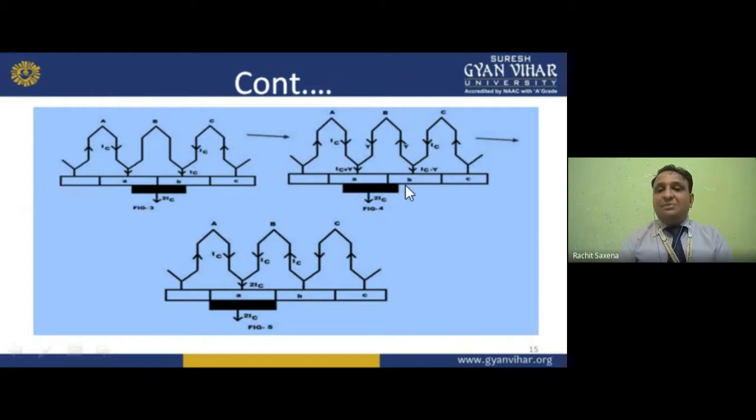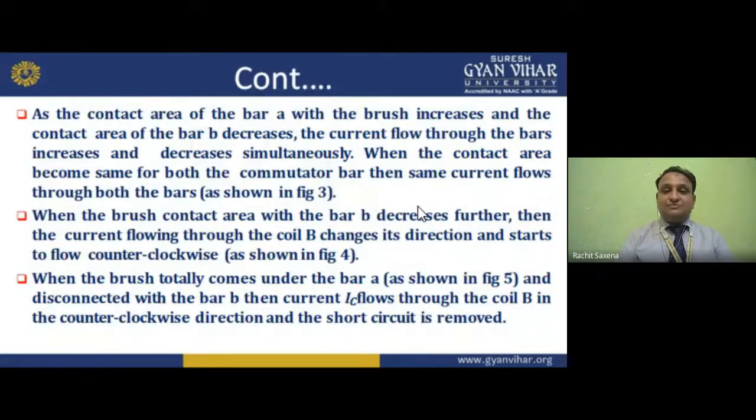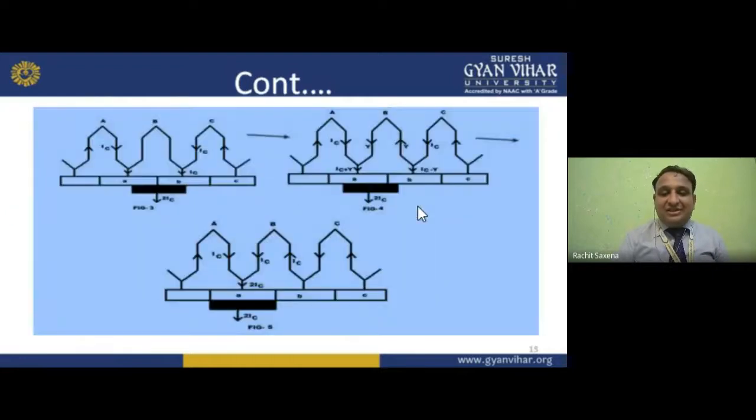But A is increasing, B is decreasing. Again we are getting 2 IC. That is why this statement is written here, to tell you this. Now see, when the brush totally comes under the bar A, as shown in figure 5, and is disconnected from the bar B, then the current IC flows through the coil B in the counterclockwise direction, and the short circuit is removed.